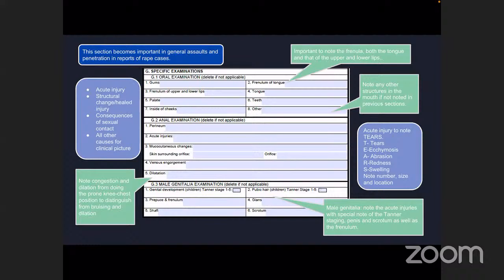And in section G3, we have the male genitalia examination. Again, the sections are listed out, but if it includes kids, then obviously Tanner staging becomes one of the findings that need to be listed. And the penis and scrotum need to be examined well and thoroughly.